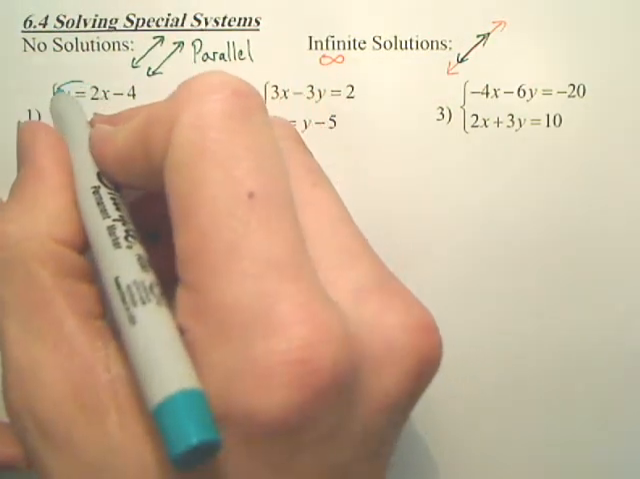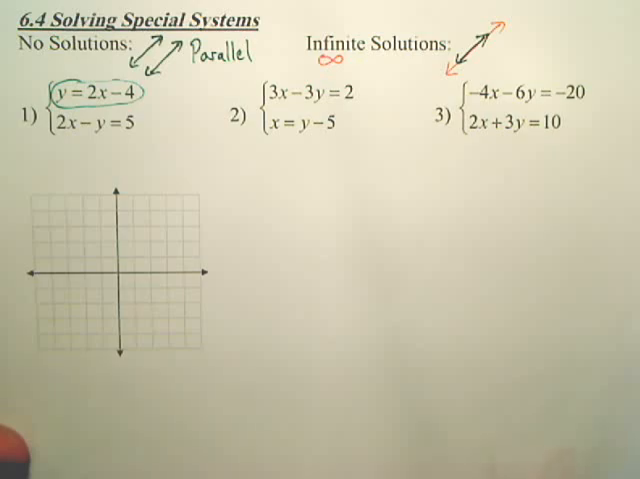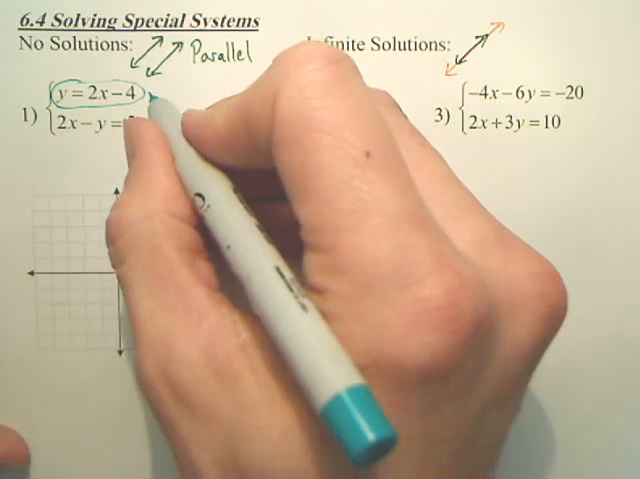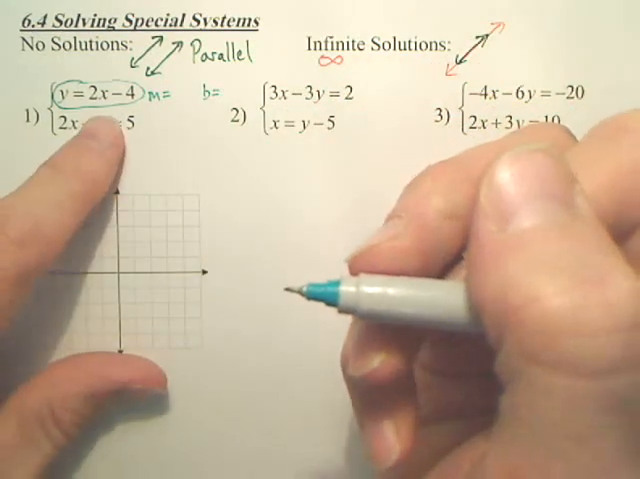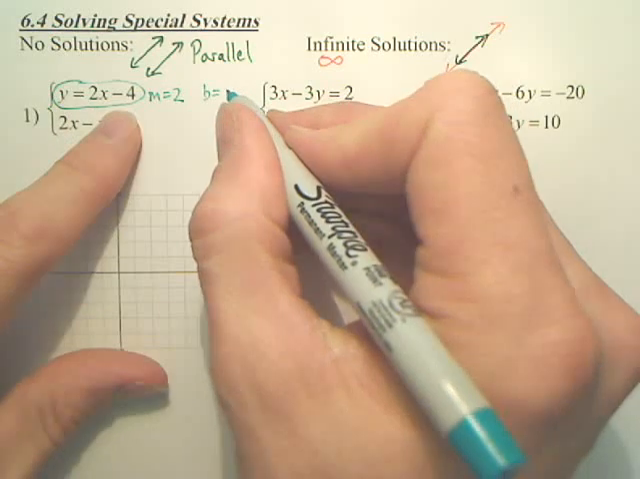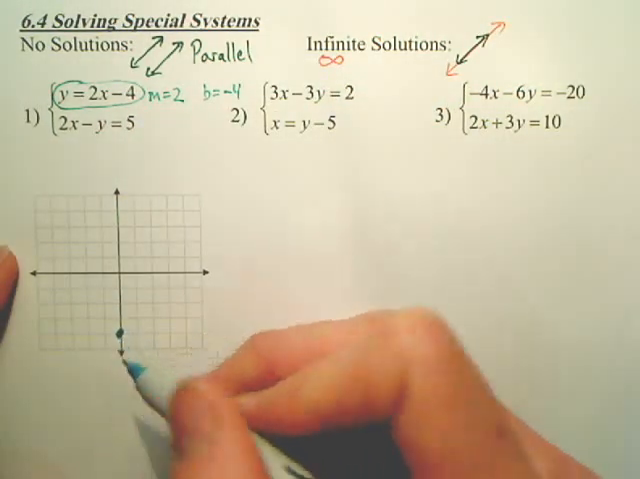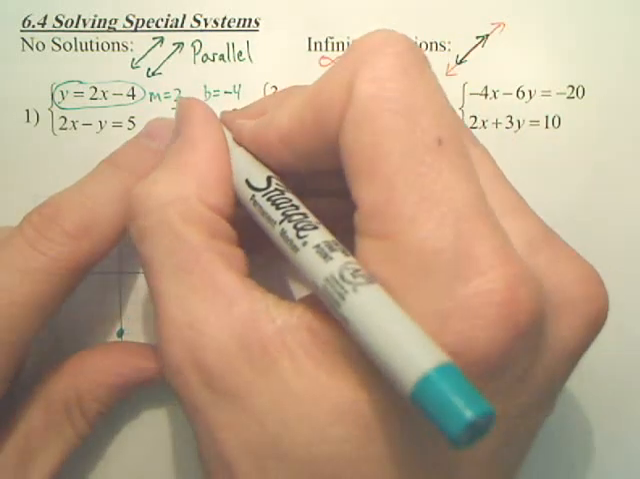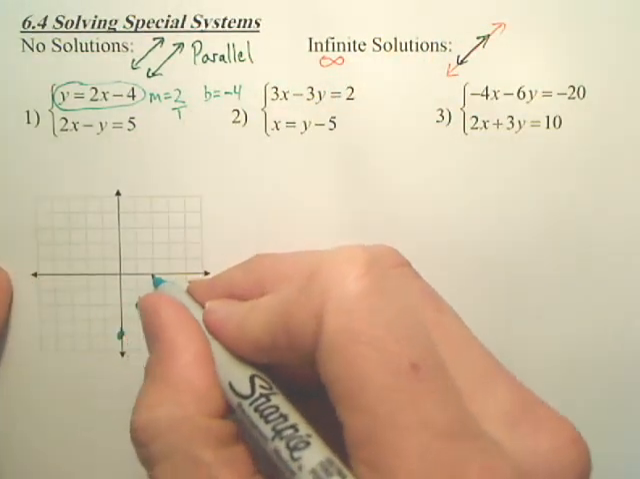Could I graph this? We're going to solve by graphing. Where do I start? What's M? What's B? My M is 2. My B is negative 4, so I'm going to begin at negative 4. And where am I going to move? Well, isn't that 2 over 1? So go up 2 over 1, up 2 over 1.